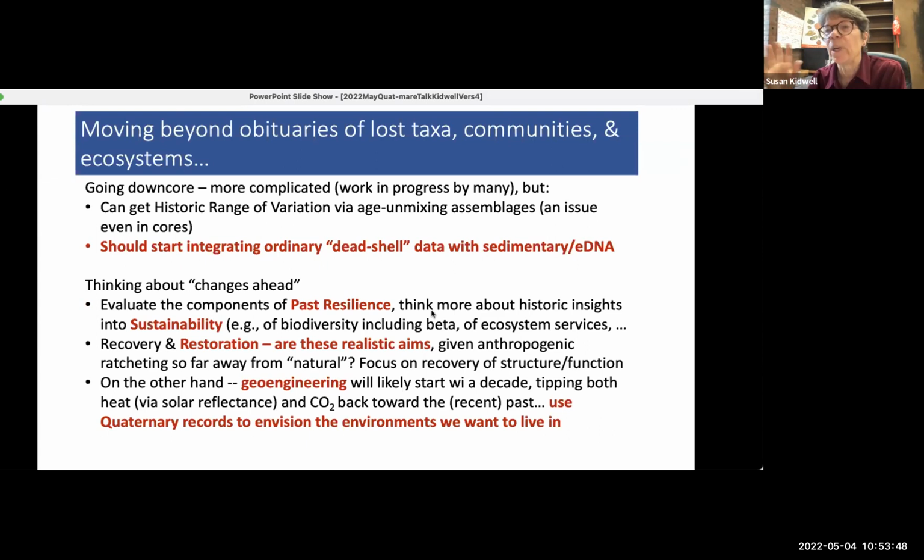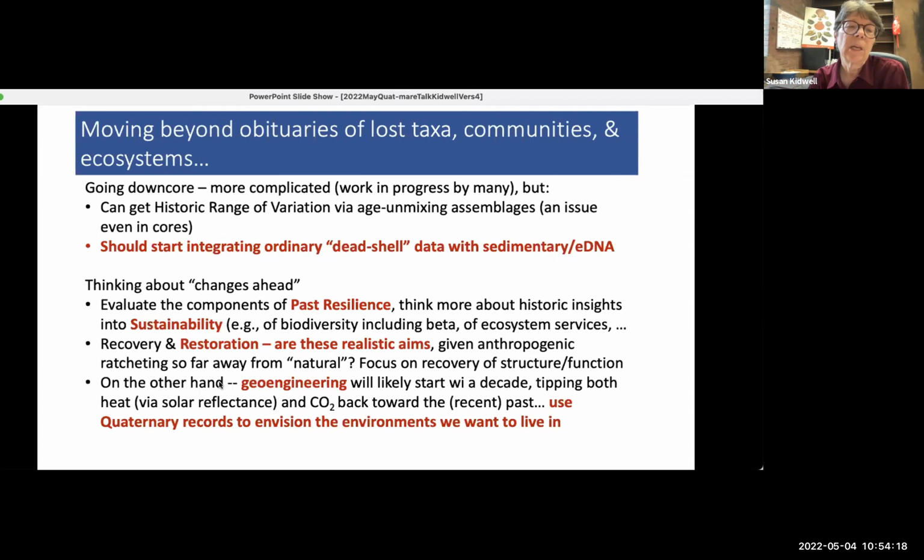We need to refocus our language and thinking. Recovery and restoration, we're really good at finding targets for that from our obituaries, but I do wonder, how many of those are realistic? We're not going to remove that mud on the mainland shelf. That's the new normal. And so there's been some real ratcheting. Invasive taxa can do the same thing. So again, step back, think about the structure and function of the community and the biota rather than its species level detail.